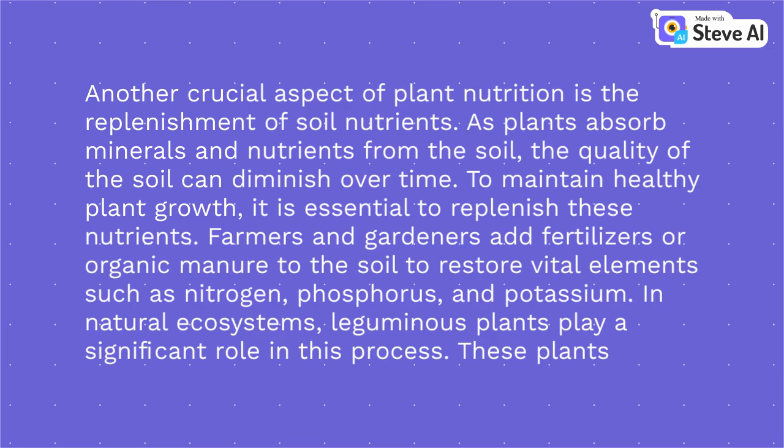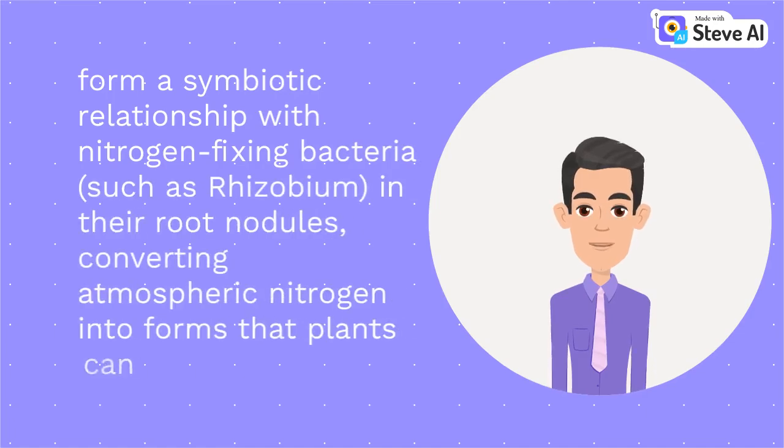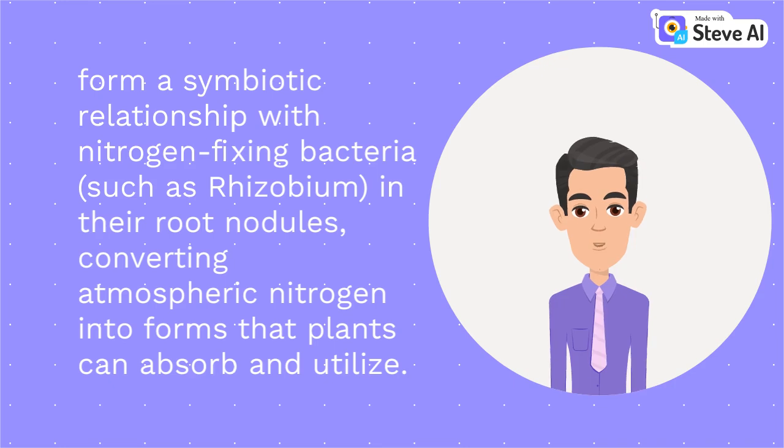Farmers and gardeners add fertilizers or organic manure to the soil to restore vital elements such as nitrogen, phosphorus, and potassium. In natural ecosystems, leguminous plants play a significant role in this process. These plants form a symbiotic relationship with nitrogen-fixing bacteria, such as rhizobium, in their root nodules, converting atmospheric nitrogen into forms that plants can absorb and utilize.